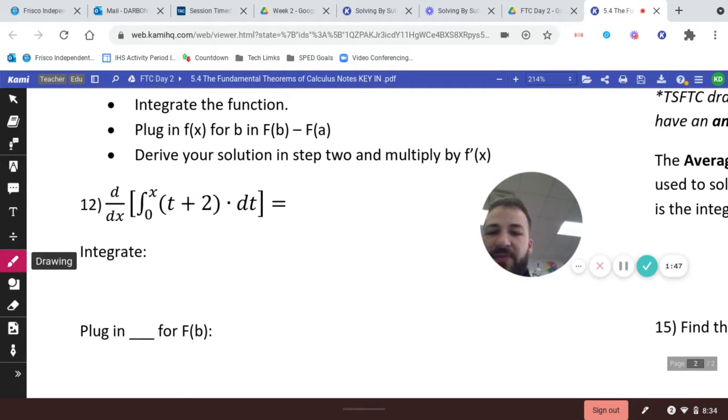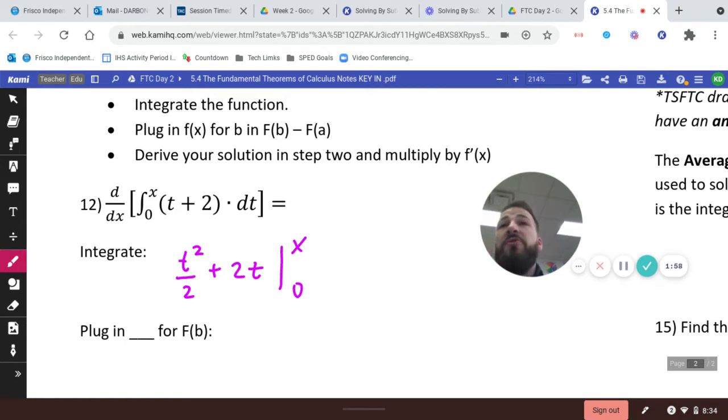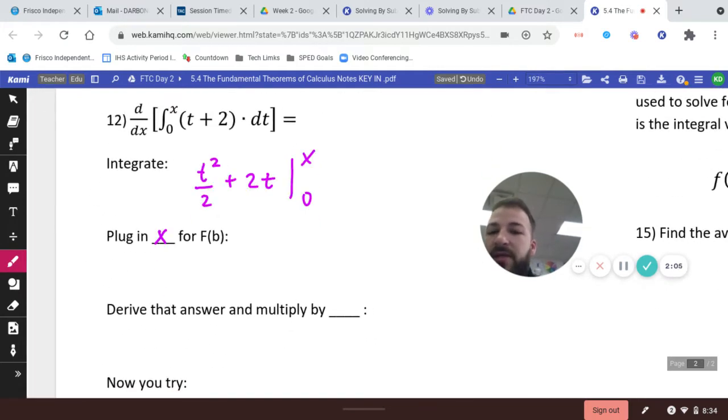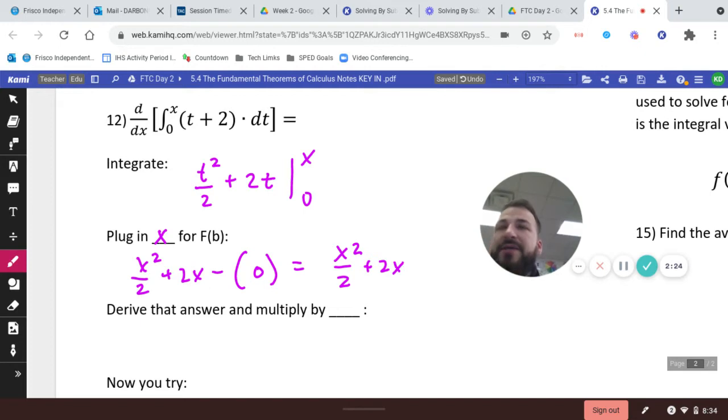Okay, so our integral of t plus 2 dt is t squared over 2 plus 2t. And we're evaluating it from 0 to x. Okay? So then we're going to plug in x for b. So this is going to be x squared over 2 plus 2x. And then minus, of course, if I plugged in 0, the whole thing would just be 0. So we get x squared over 2 plus 2x.